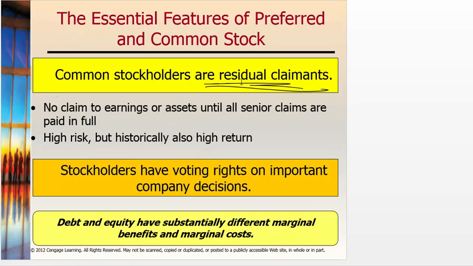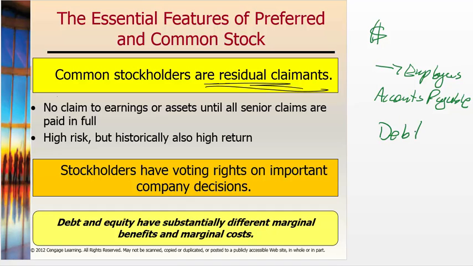So common stakeholders are residual claimants. What that means is that when the company has money, it has to go to everybody else first. It has to go to employees. It has to go to debtors and claimants, such as accounts payable. And then when all of these other people are taken care of, then we can talk about debt, so debt gets paid, bondholders and that kind of thing. And then finally at the end, whatever money's left over, then it goes to shareholders.